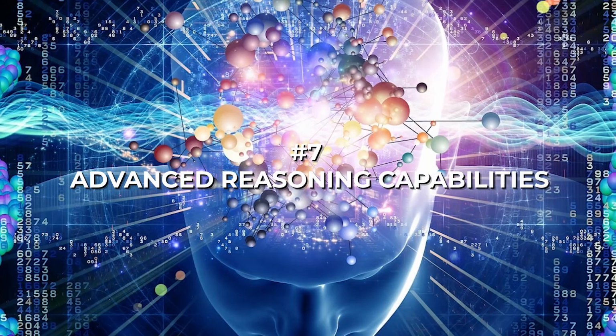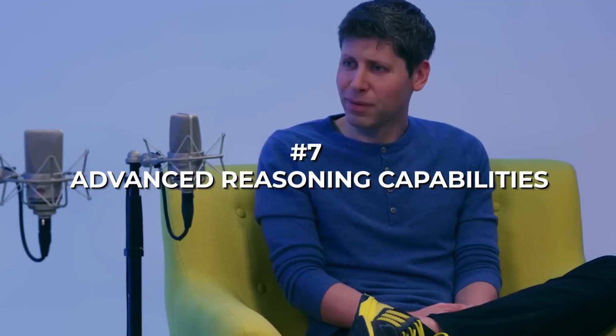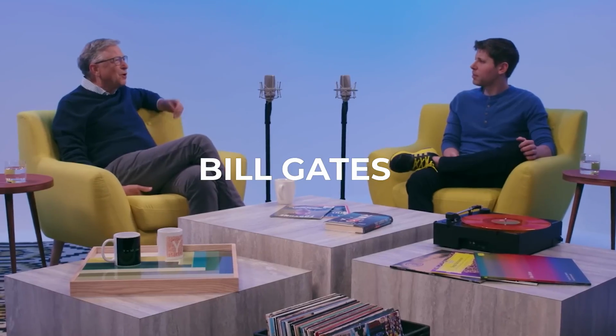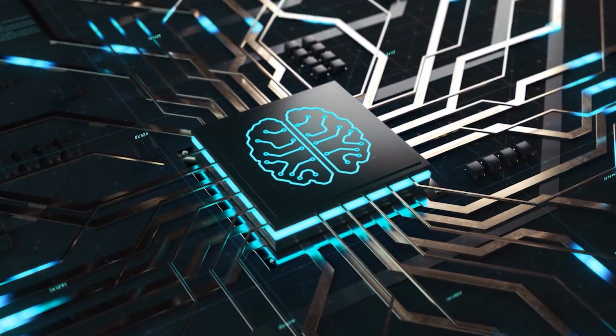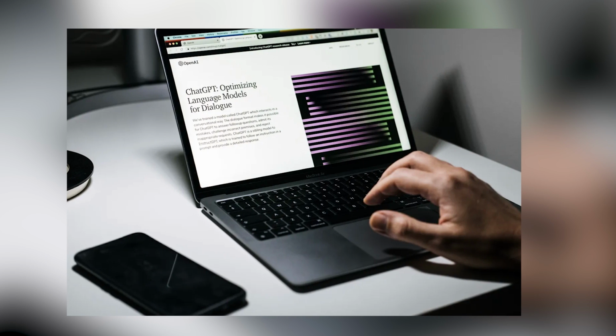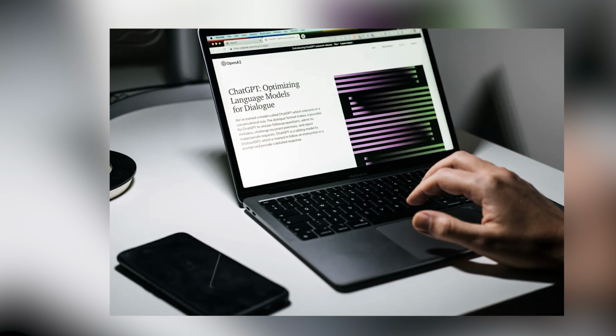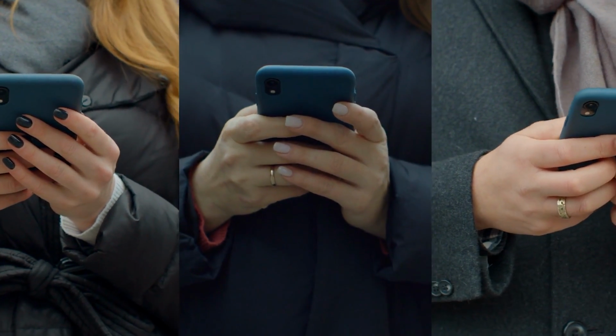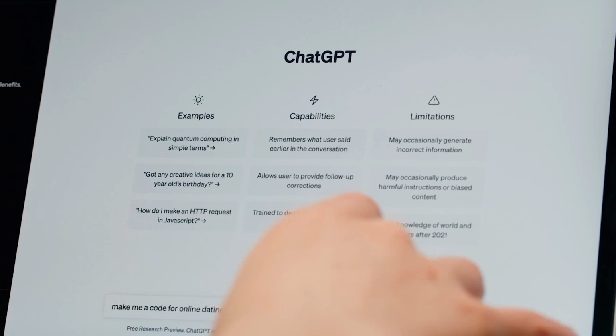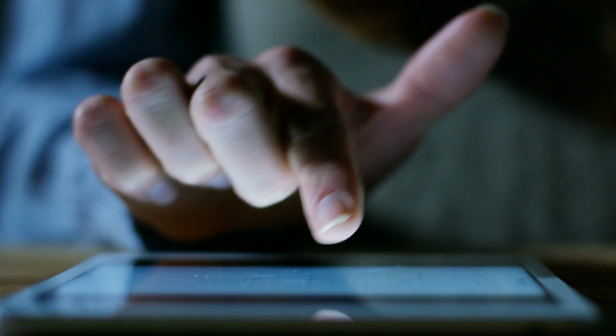Number 7. Advanced reasoning capabilities. So, Sam Altman actually had a chat with Bill Gates, and he talked about some exciting upgrades coming to the next version of GPT, either GPT-5 or GPT 4.5. Right now, GPT-4 can only reason in very basic ways and isn't always reliable. Users can ask the same question multiple times and only get a good answer once in a while, but that too without the model knowing which answer is correct and why it is correct. Sam wants to make the next model more reliable and smarter, which means it'll be more useful in different areas.